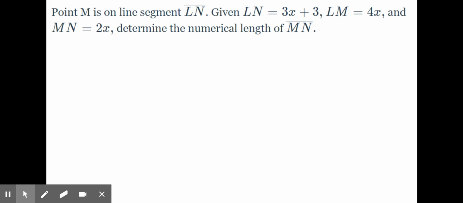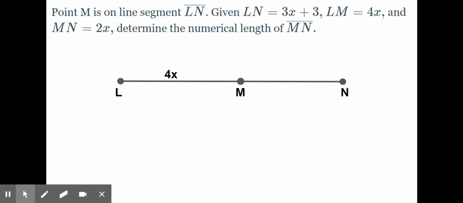Okay, we're kicking it up a notch just a little bit, but it's not too much. Point M is on line segment LN. Given that LN is 3x plus 3, LM is 4x, and MN is 2x, determine the numerical length of MN. Just because we have algebra doesn't mean we do this any differently than the last question. We draw our line segment and label it. This one is LN. We put our point M on the line, and we label. From L to M is 4x. The entire length from L to N is 3x plus 3, and from M to N is 2x.